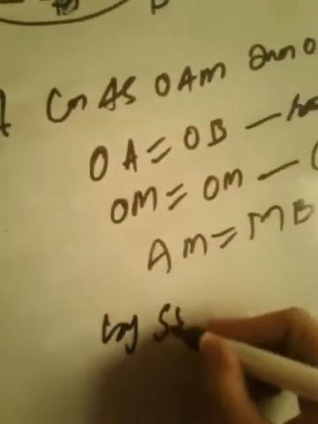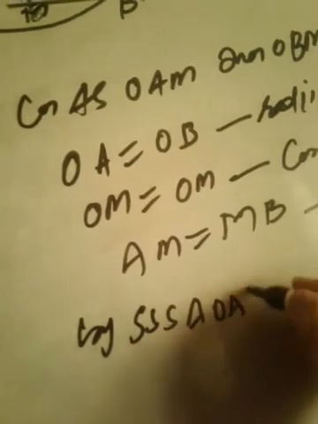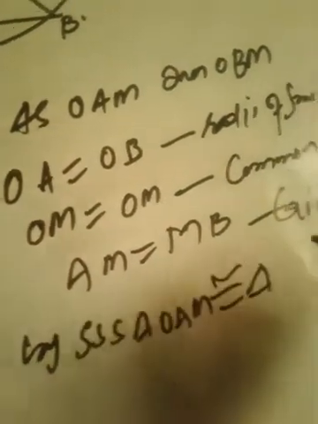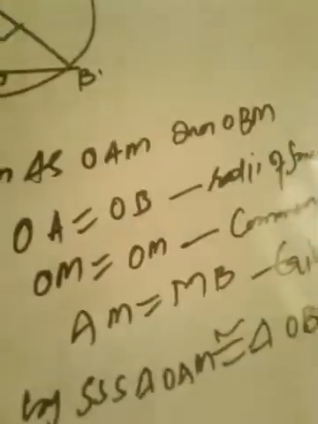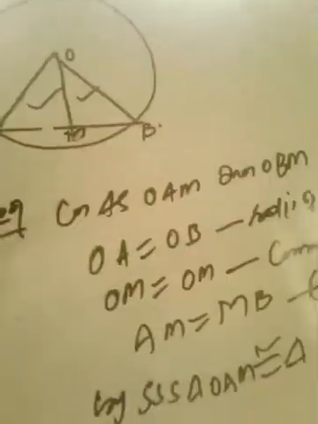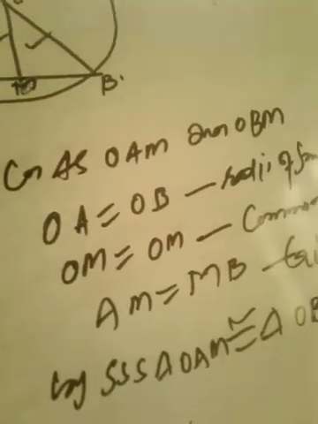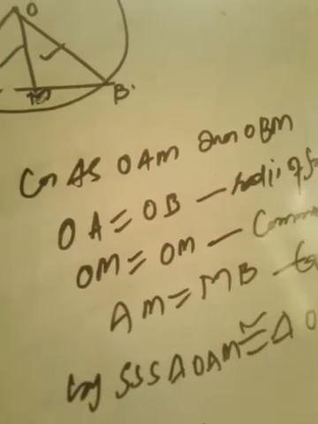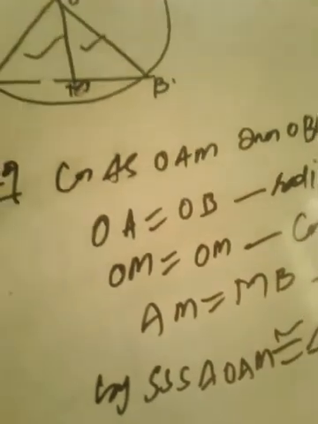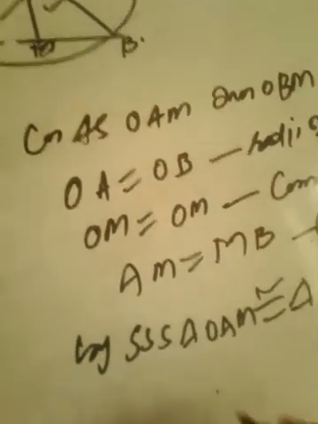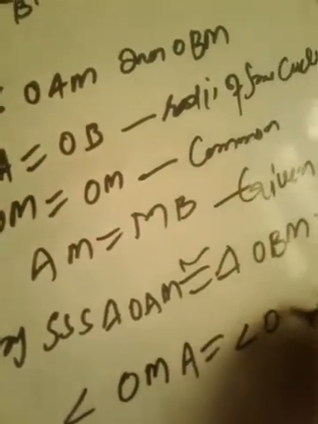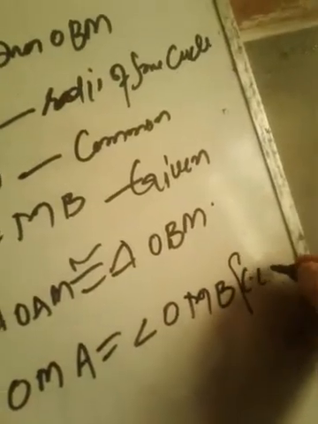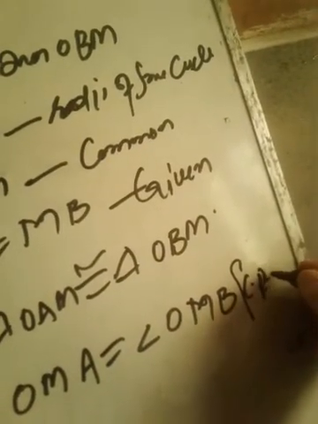By SSS, triangle OAM is congruent to triangle OBM. What happens when two triangles are congruent? Their corresponding parts are equal, corresponding sides are equal, corresponding angles are equal. So we write, therefore angle OMA equals angle OMB. Why? Because of CPCT, you know it.